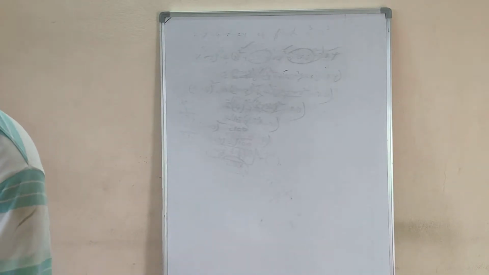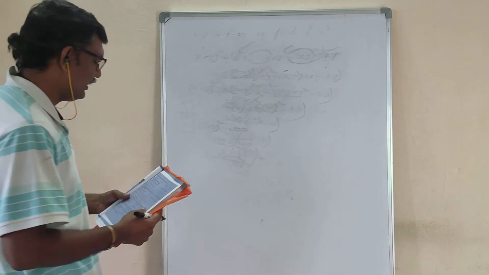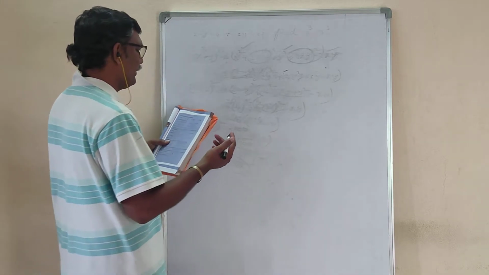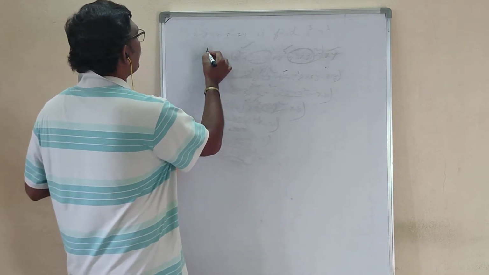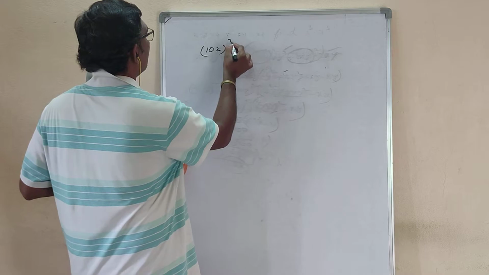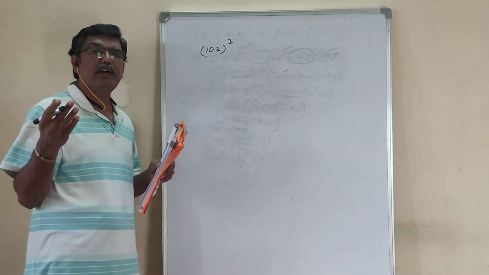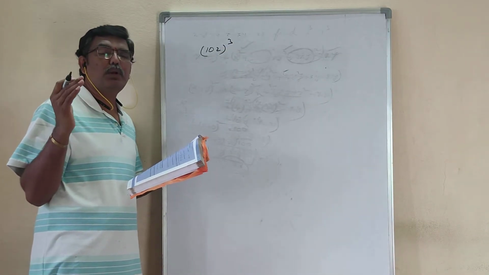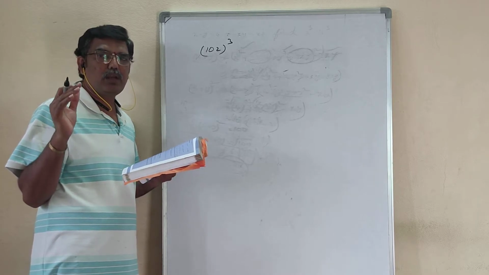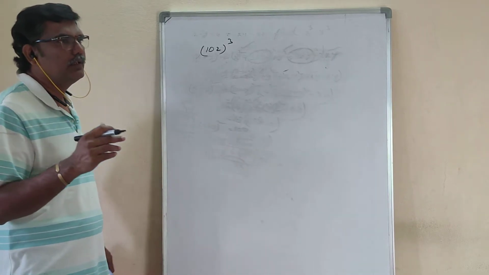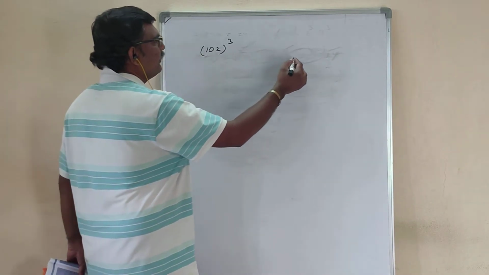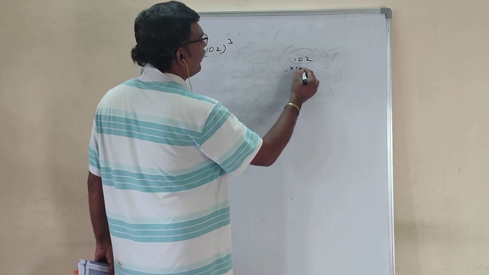So remaining is, in last class I said 99 whole cube, how you can do? 102 whole cube. So he is asking to simplify by using suitable identity. Here, many students will write 102 into 102.